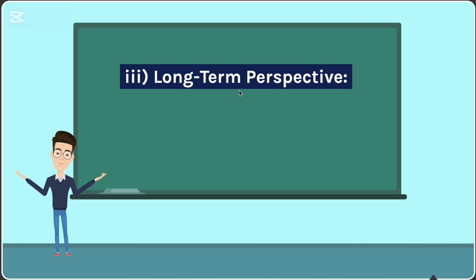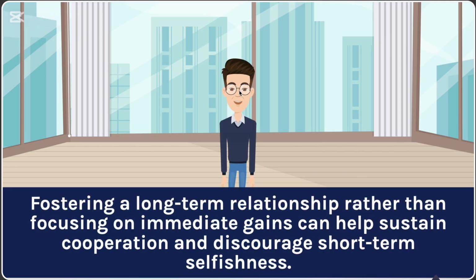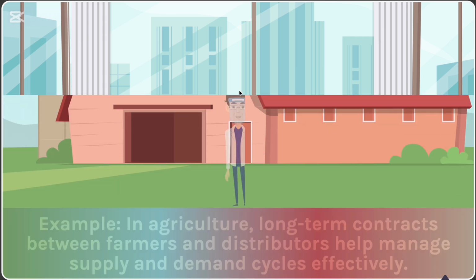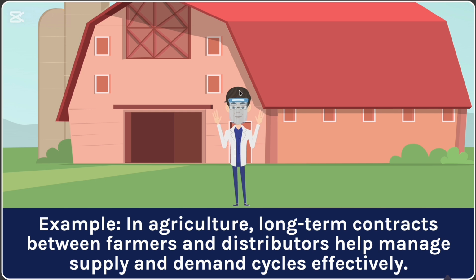Long-term perspective. Fostering a long-term relationship rather than focusing on immediate gains can help sustain cooperation and discourage short-term selfishness. Example: in agriculture, long-term contracts between farmers and distributors help manage supply and demand cycles effectively.